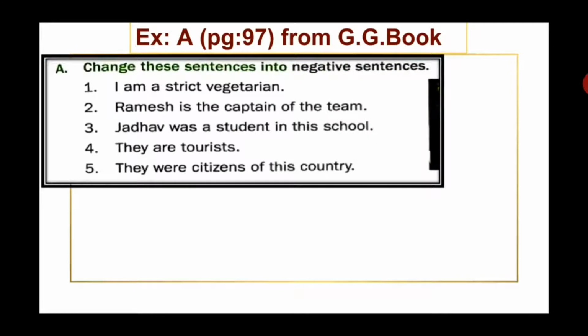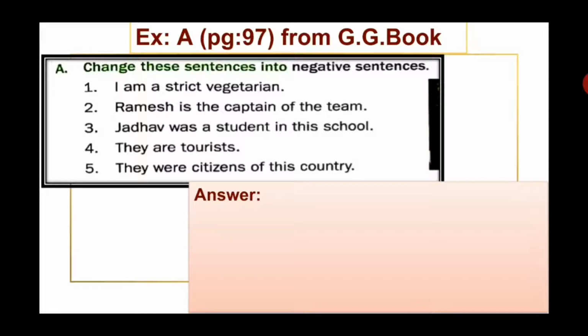So let's go for the book work. That's page number 97 of the Grammar Gear book, exercise A. In exercise A, we can see how to change it. Okay. So what's the instruction? Change these sentences into negative sentences. It means those are in the positive one, affirmative sentence. You have to just change it into negative. So what you have to do, you have to just add not after the be verbs. First one, let's do it. Okay.